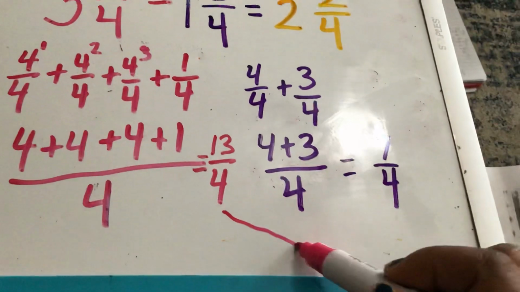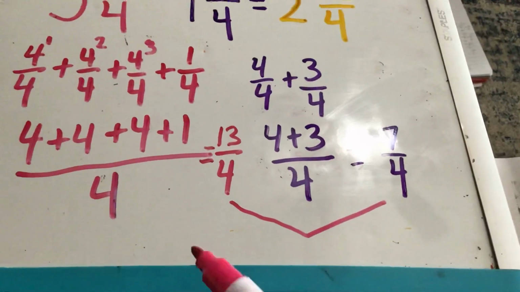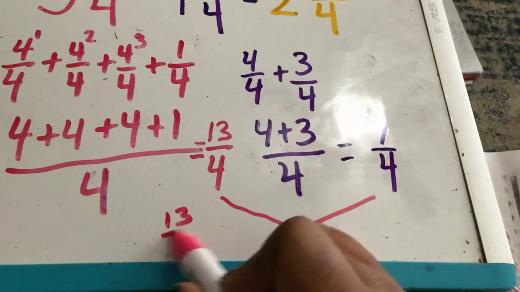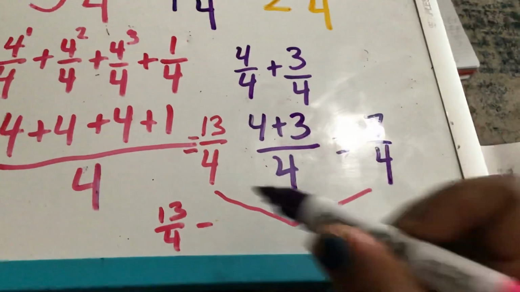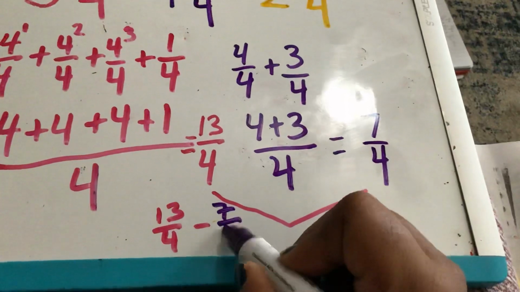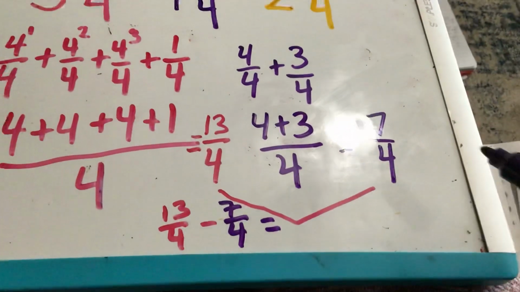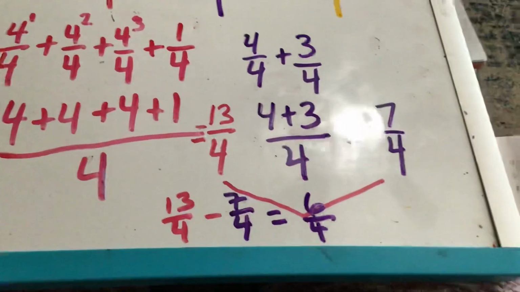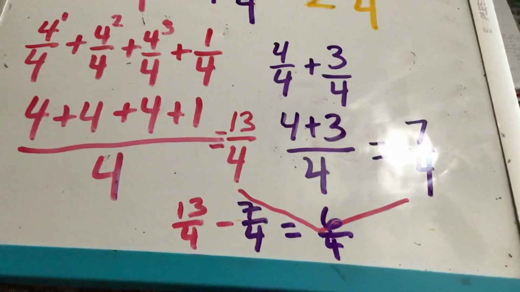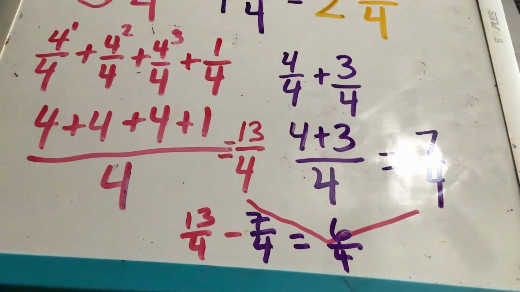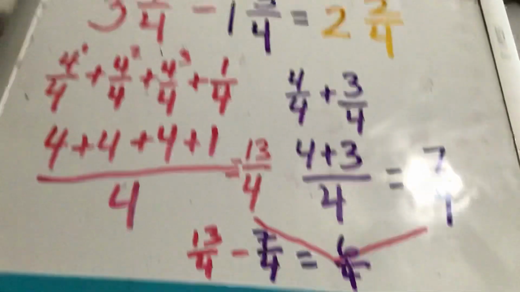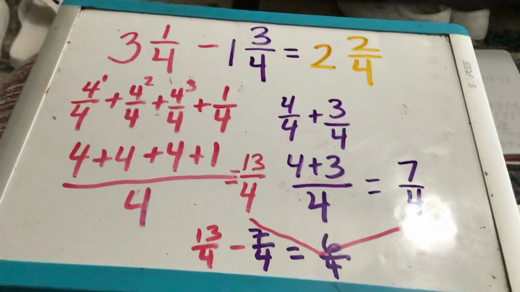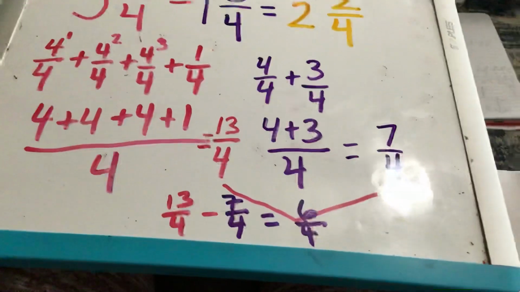So then you take these two fractions, okay, and we're going to subtract them. 13 over 4 minus 7 over 4 gives us 6 over 4, okay? You see that? All right, and that's the improper fraction, 6 over 4.